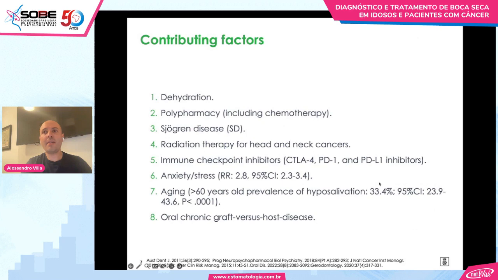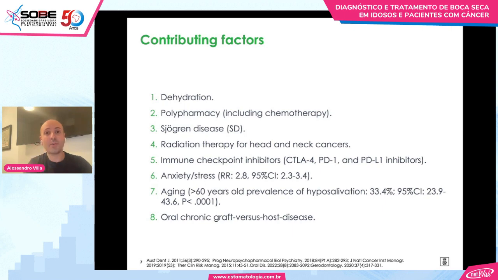What are the main risk factors and contributing factors for the development of dry mouth? Dehydration is one of the most common. Several patients don't drink enough water. Polypharmacy, so a number of drugs, and there are more than 200 drugs that have been reported in the literature that are responsible for the development of dry mouth.